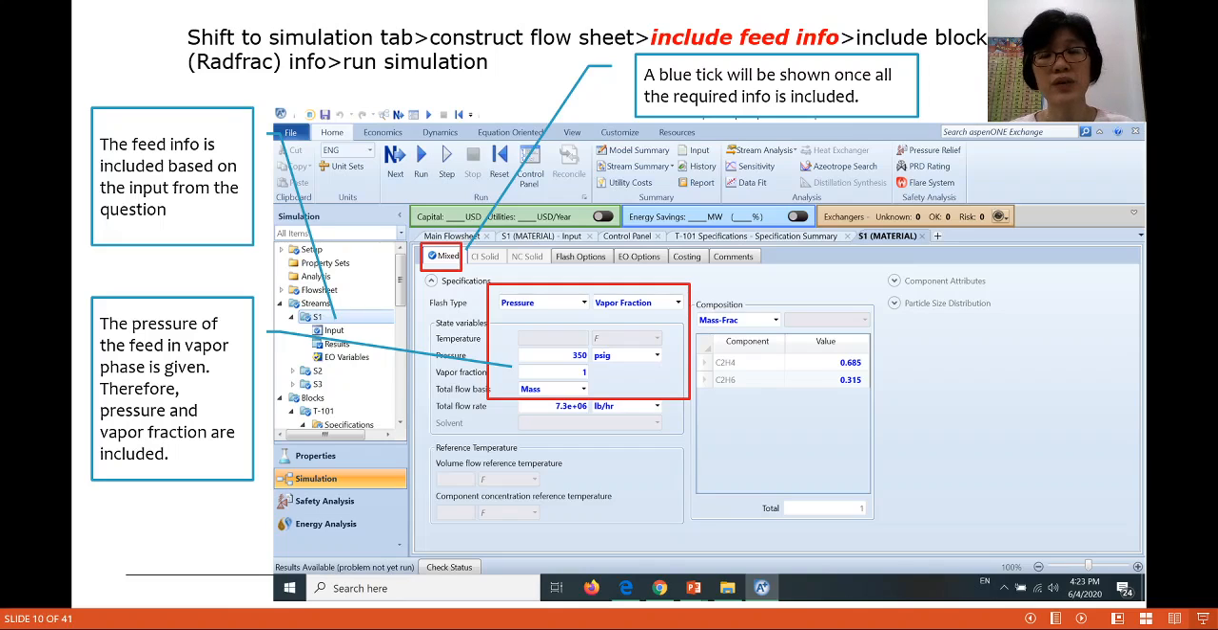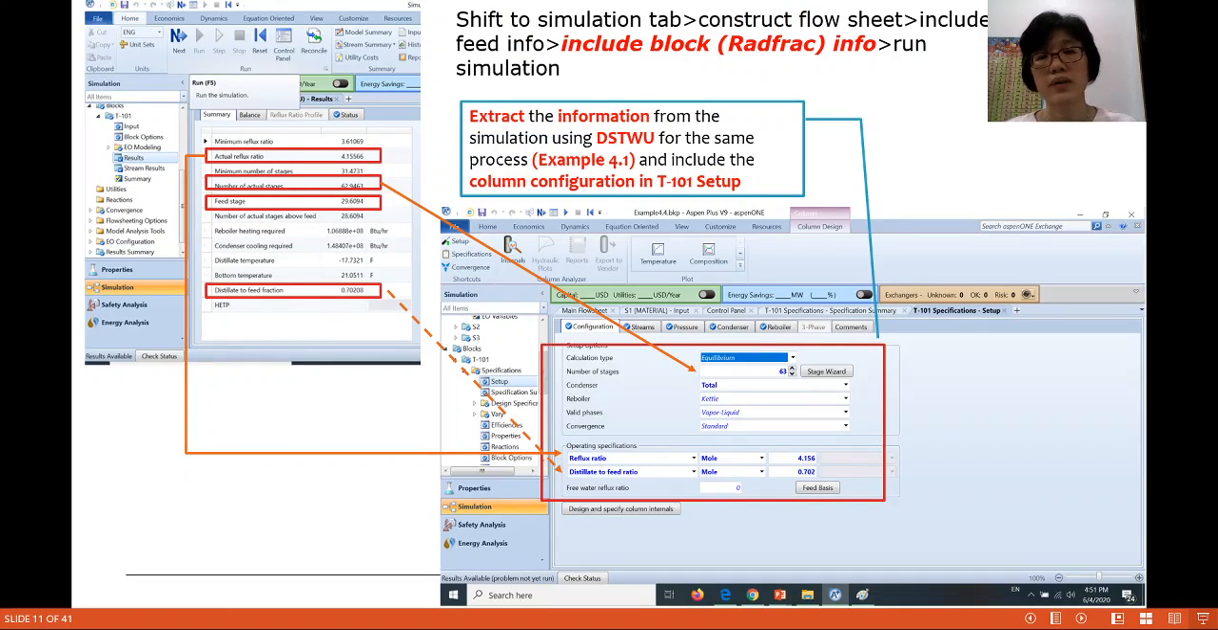Okay. So what you have here is you have to choose pressure and vapor fraction, because temperature is not given, but you know that is actually a vapor phase feed stream. So pressure 350 psig, and the vapor fraction is 1, and the mass flow rate is also given, and mass fraction just include accordingly. So we have done the feed information. Then the next step, just click next if you don't know which page to go.